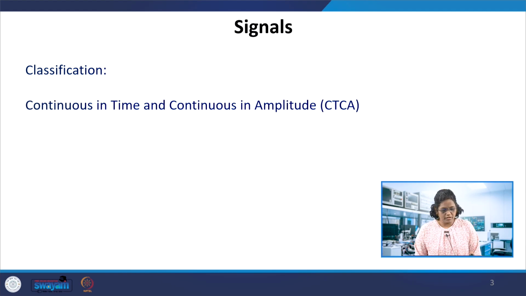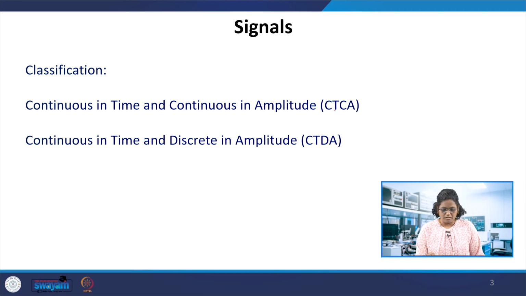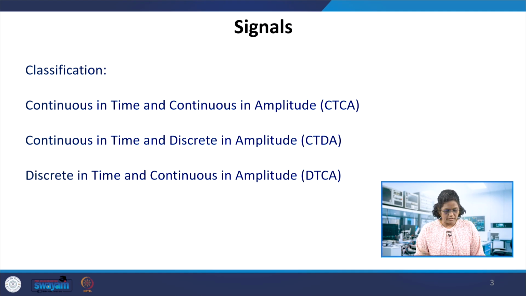Other than that, we can have a signal which is called continuous in time and continuous in amplitude. The one I had drawn first, the 1D signal, was continuous in time and continuous in amplitude. It is defined at all values of t. Then there is the continuous in time signal which is discrete in amplitude. In that case, the time is continuous, but the values may be discrete, like 1, 2, 3 integer values. Then there is discrete in time, where the signal is defined only at certain values of time, but in amplitude it is continuous. So there is no missing of the values here.